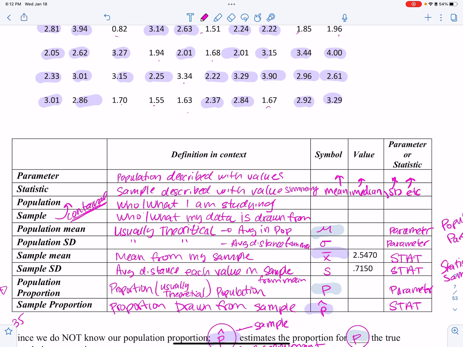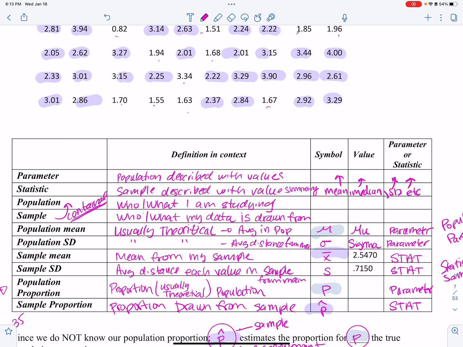Population mean is the average of whatever I'm studying from the population. And notice I wrote usually theoretical. And the symbol is mu. And this is sigma, which is the standard deviation. Mu looks kind of like a squished cursive M. Some people think it looks like a U, but it's actually supposed to kind of be an M. And then sigma kind of looks like a cursive O with a circle, and it's of course the average distance from the mean, but again, it's usually theoretical and it has to do with the population.